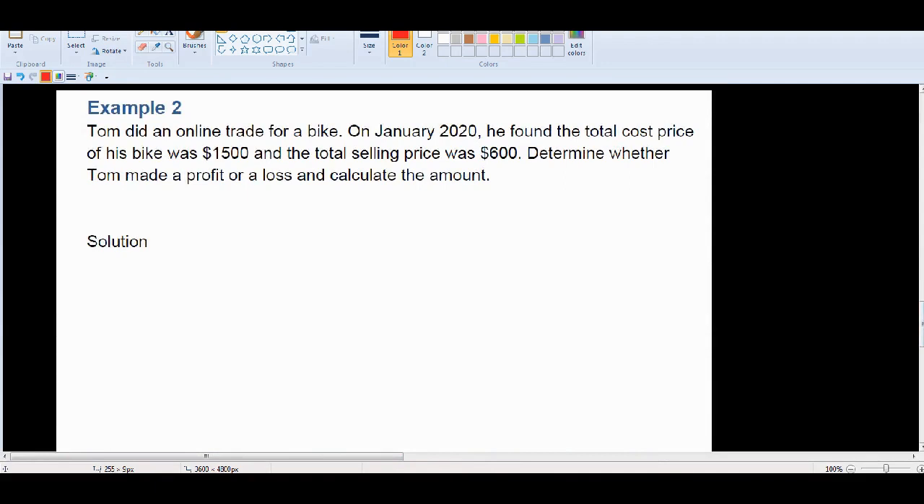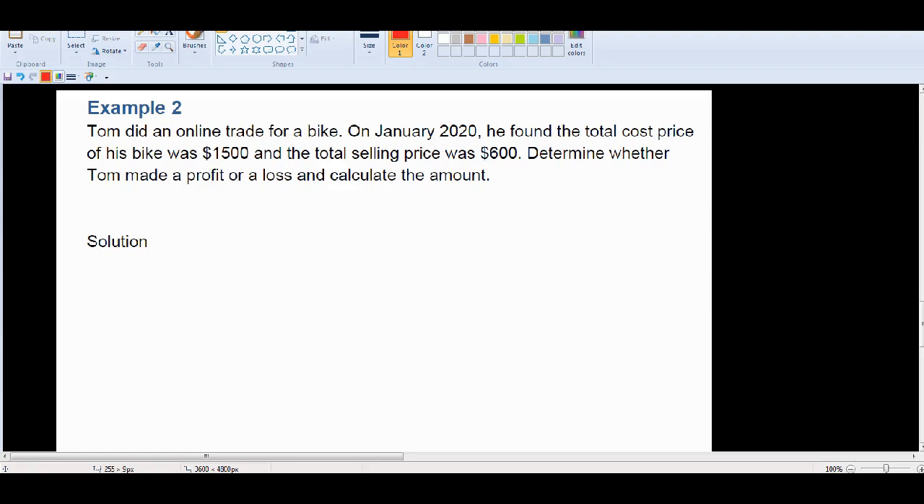Tom did an online trade for a bike in January 2020. He found the total cost price of his bike was $1,500. That means Tom paid $1,500 for the bike. The total selling price was $600, so Tom sold it to another person for only $600. Determine whether Tom makes a profit or loss.